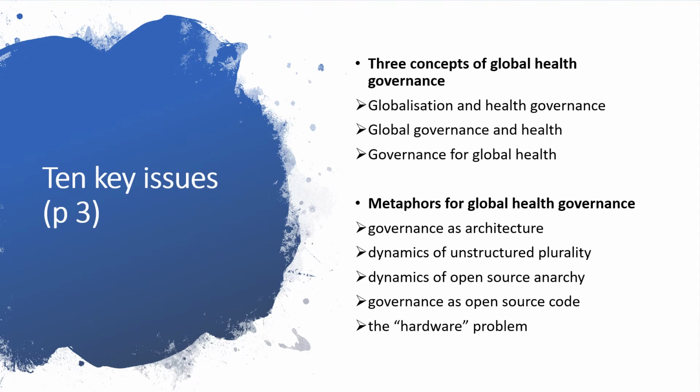The articles talk about 3 concepts of global health governance. The first is globalization and health governance. It aligns with the architecture metaphor that one of the articles talks about quite specifically. It refers to health-related institutions that govern collective responses. So the World Health Organization, for instance, or an international global health-related NGO. But it really talks about how the health institutions need to be more global in their outlook.